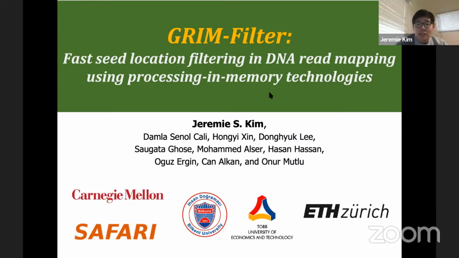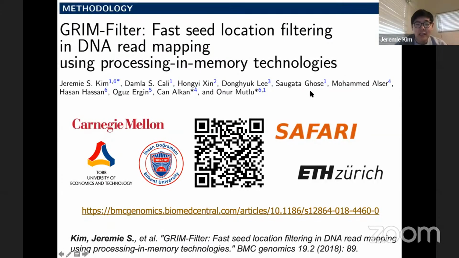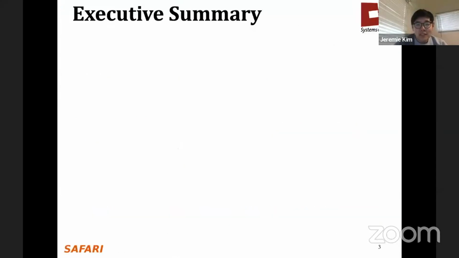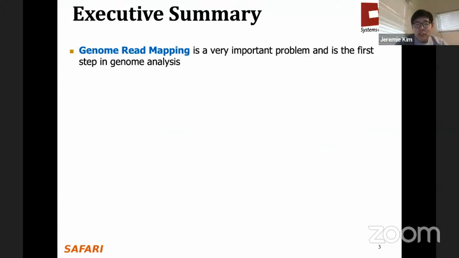Yeah, so I'll be presenting GRIM filter, which is a fast seed location filtering mechanism in DNA read mapping, which uses processing and memory technologies. And this was presented at APBC and published in BMC Genomics back in 2018. So I'll begin with an executive summary.